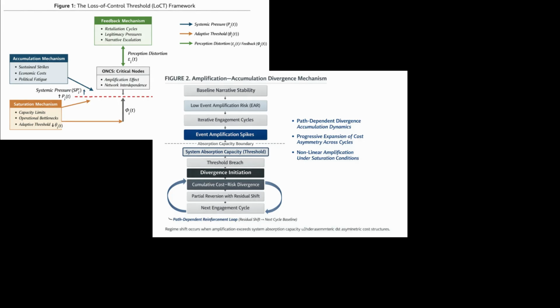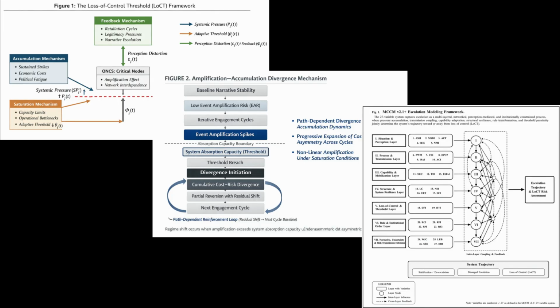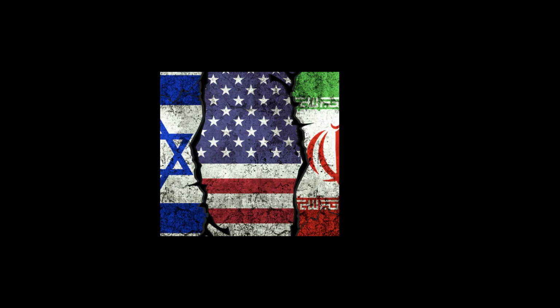MCCM is a theory-driven analytical framework and prototype modeling system for interpreting systemic pressure, cross-domain transmission, and threshold risk dynamics in complex confrontation environments. The showcase version uses the recent US-Israel-Iran conflict as an applied demonstration case.